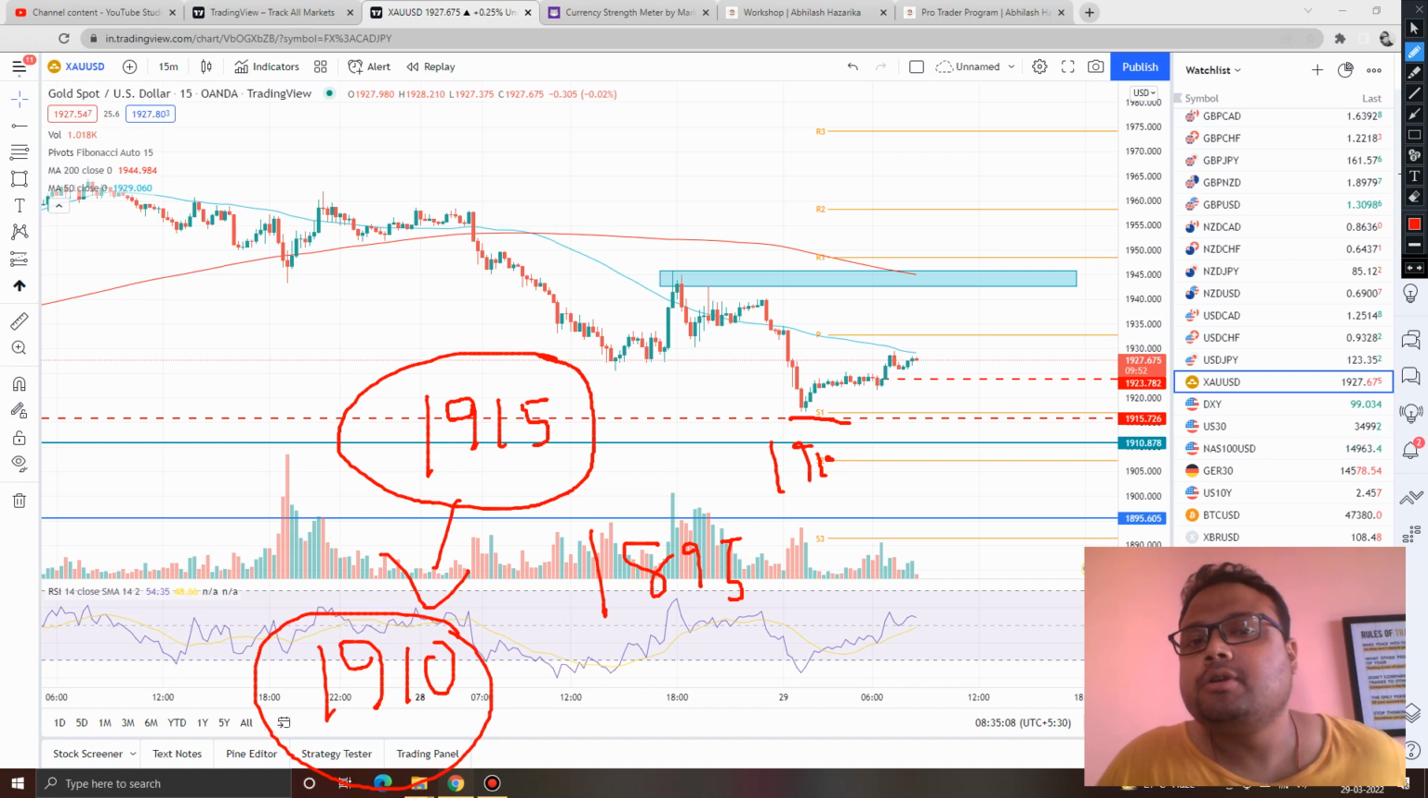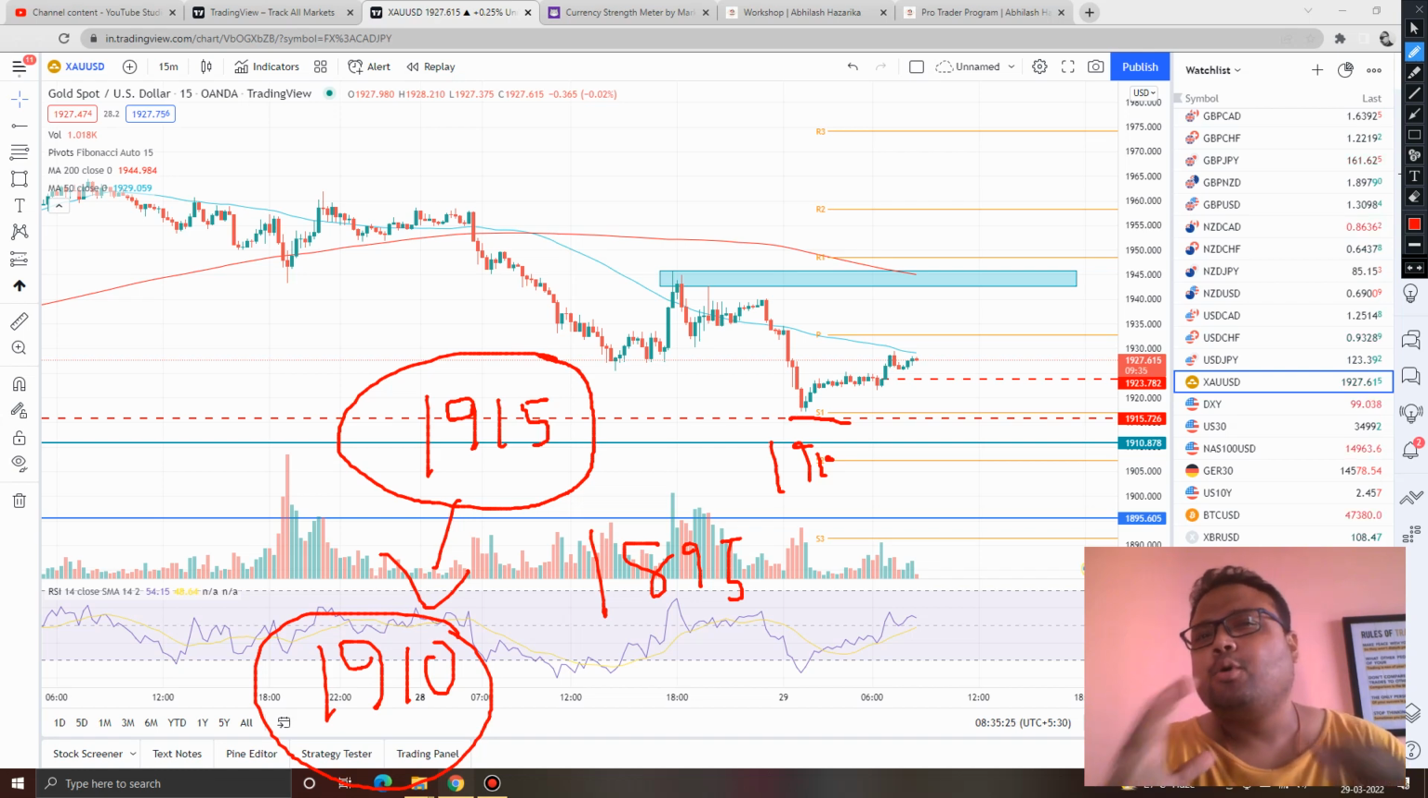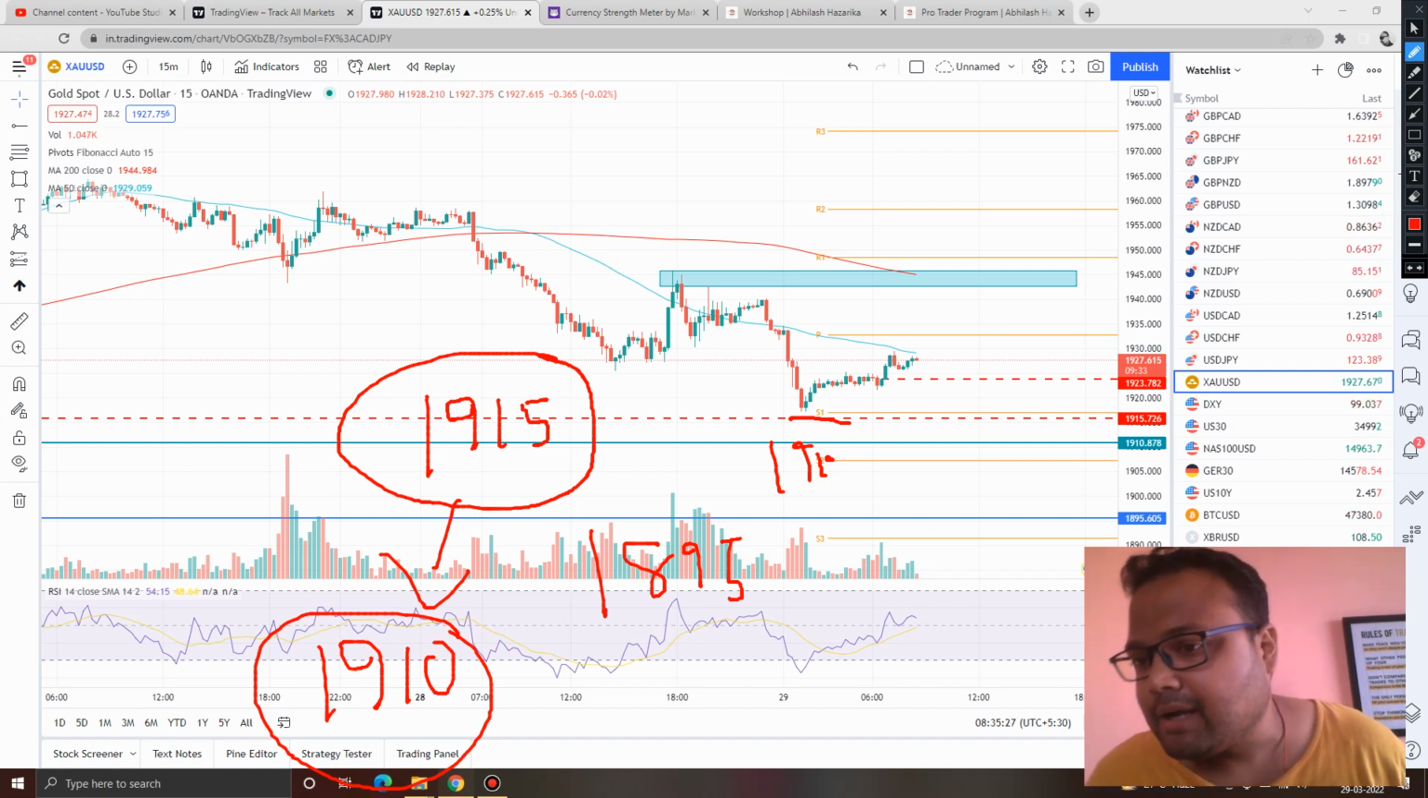So if gold comes to the level of 1915, you can observe. If it breaks it, you can go for a sell. If it bounces, you can go for a buy. So 1915 is a more or less important level for day traders, but keep in mind this is not a very strong level. That's why observation is important. 1910 is more or less a good support, so we can expect the market to bounce.